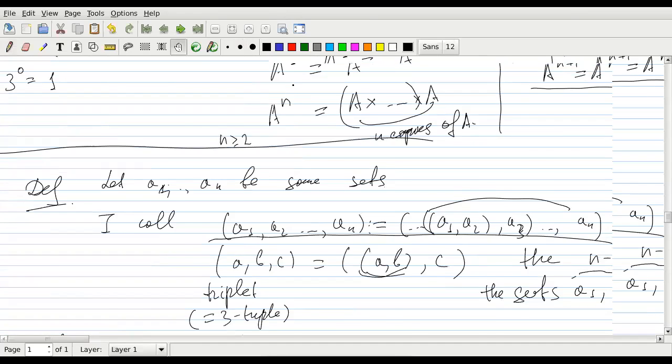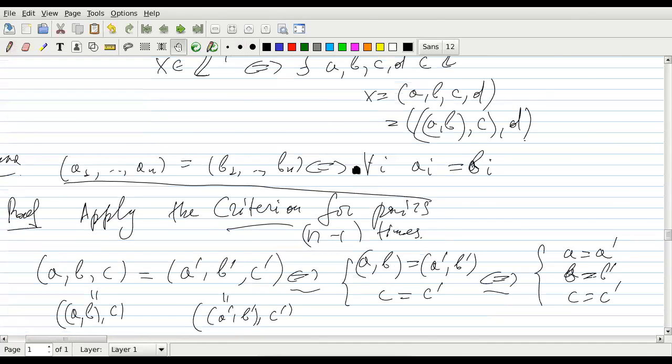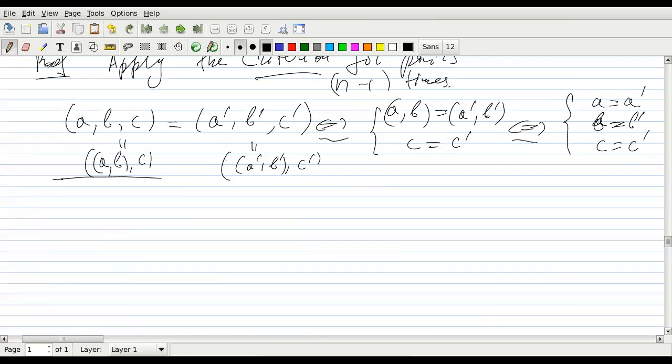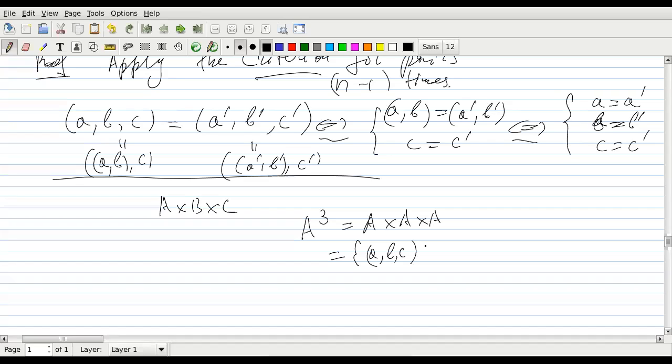So up to now we have formally defined Cartesian products of multiple sets, and in particular we know what it means: A to the power 3, say, that is A times A times A, which is the set of all ordered triplets of the elements of our set. Is it clear?